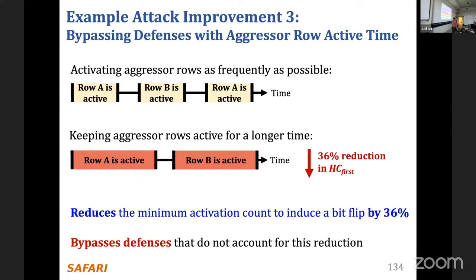And this is bad for the defender, because if the defender put in a defense assuming this sort of aggressor activation pattern, then bit flips will happen a lot earlier than expected, and the defense may not be able to catch that. So that's why it's really important to really understand what's going on. And there's more here. And if you're really interested, see the talk.